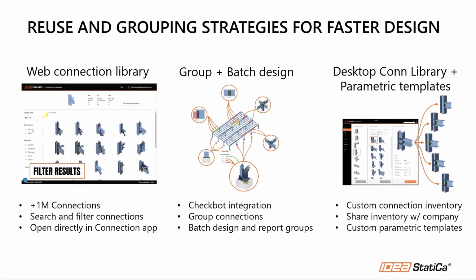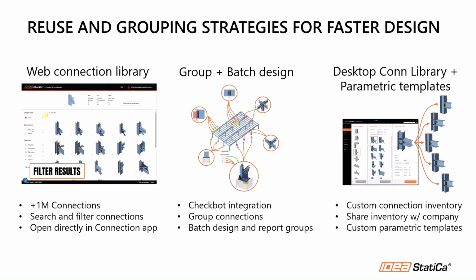All right, so the last 3 ways to reduce connection design time are all about reusing, grouping, and batching. We're going to go over how much each of these methods can speed up your connection design time. And here we'll get started with the Web Connection Library. This is an online database browser, and you can search over 1 million connections that we have ready for you to be using. You can simply set up the geometry, search, and filter the connections. Once you have found a connection that you want to use, all you have to do is open it directly in the connection application, download it, or see it online with our online viewer.